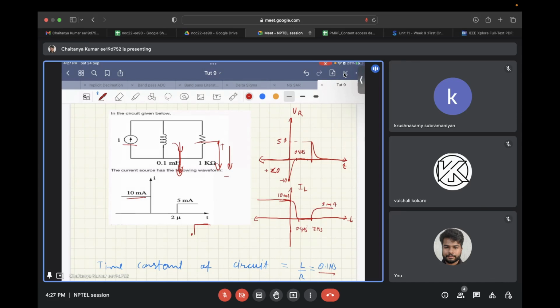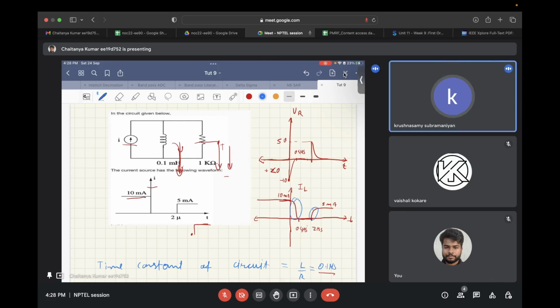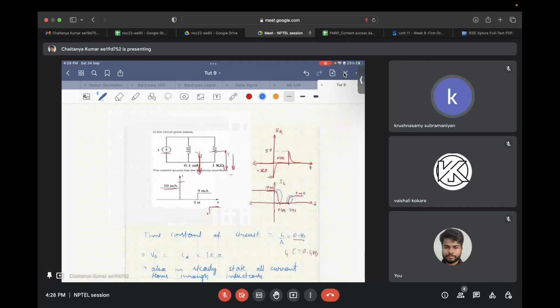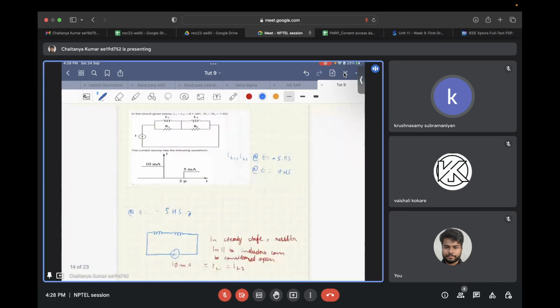So the only difference between the time waveform of the input current and the time waveform of the inductor current is a finite rise and fall time. You can see over here that these two things are the differences between the input current and the inductor current. So any doubt in this? Understood. Okay. So let's move to another question.